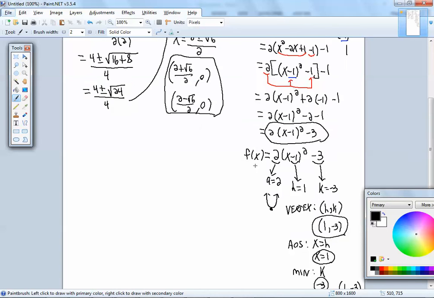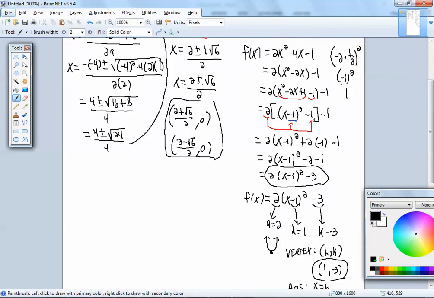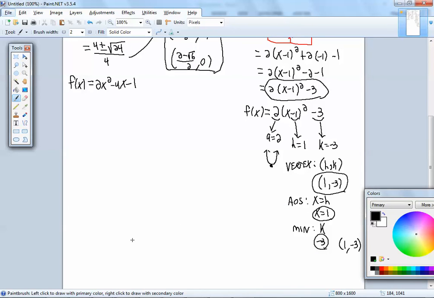Okay, so now I'm going to show how to find the vertex just using the vertex formula, because that's kind of challenging to put in standard form. Not all students get that. Okay, so if I've got my f(x) equal 2x squared minus 4x minus 1, our vertex formula.